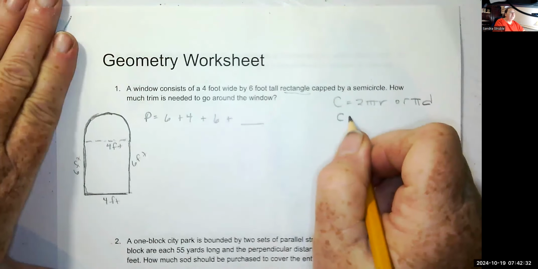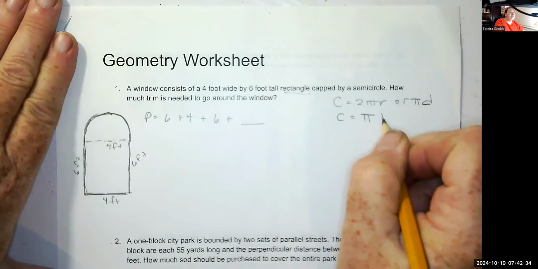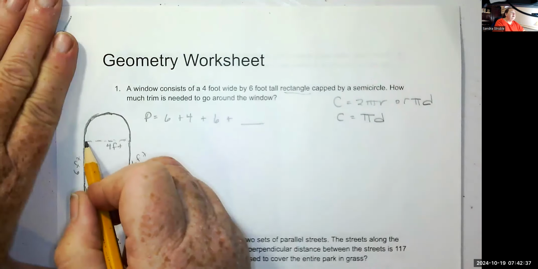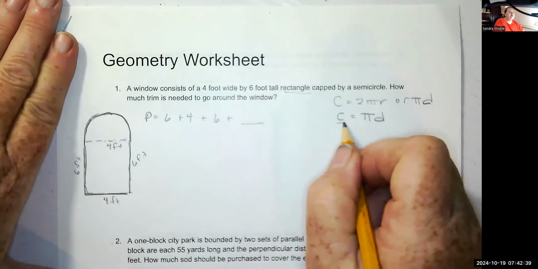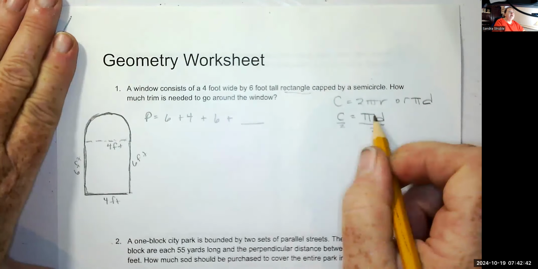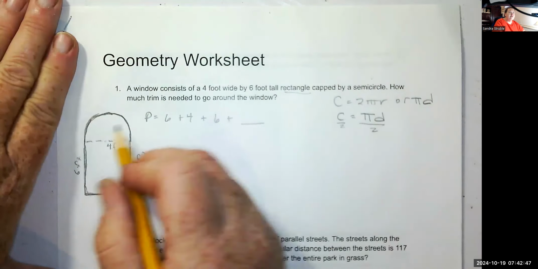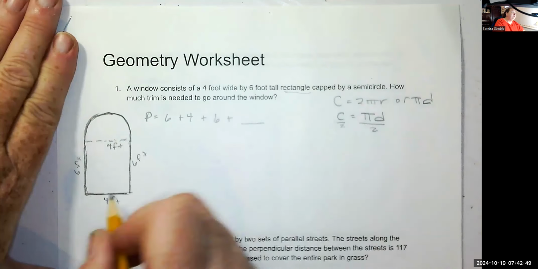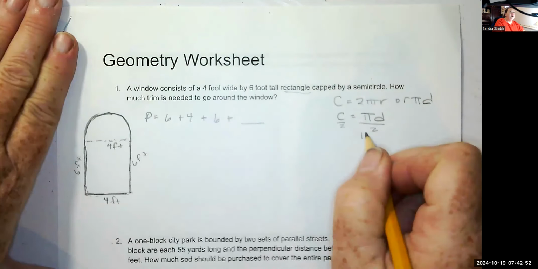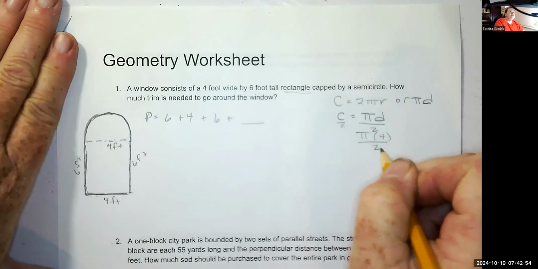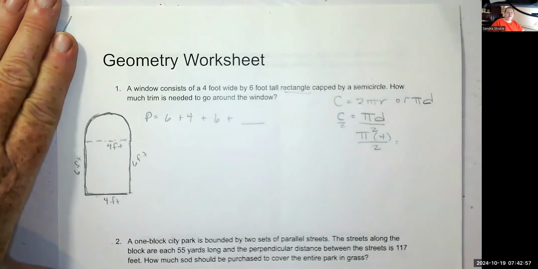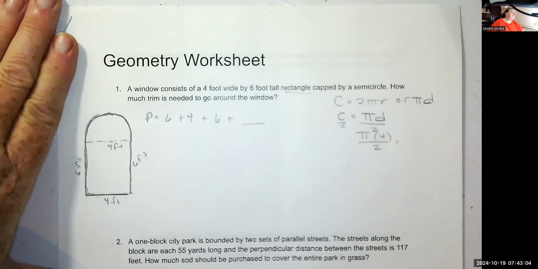So the circumference is pi times the diameter, but it's not a complete circle, so we have to divide it by 2. So the semicircle's circumference is going to be pi times the diameter divided by 2. And the diameter is going to be 4 foot. So pi times 4 divided by 2 is what? You need a calculator. Pi times 4, and I'm just going to do divided by 2. It's 6.283.